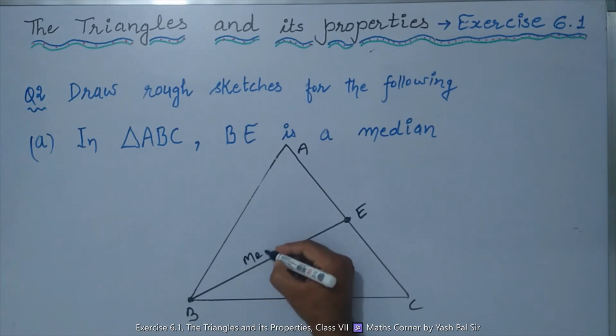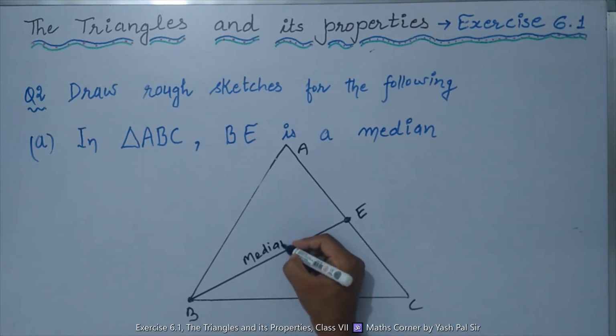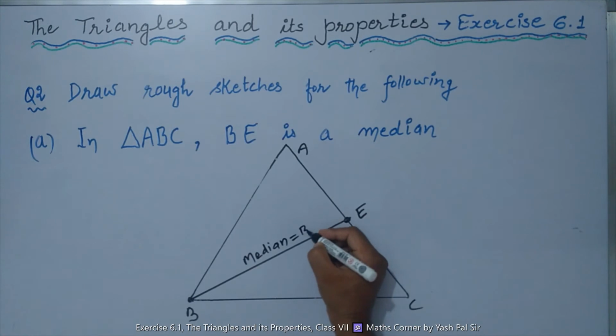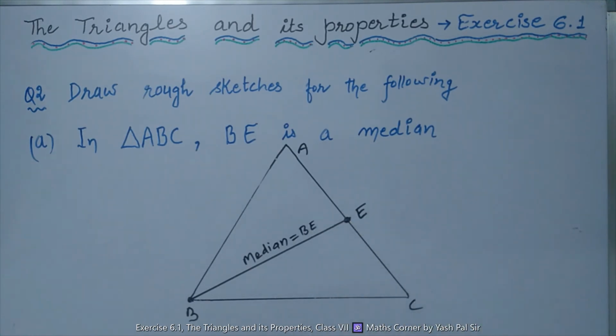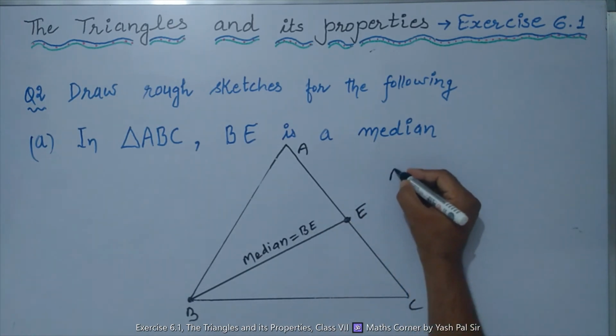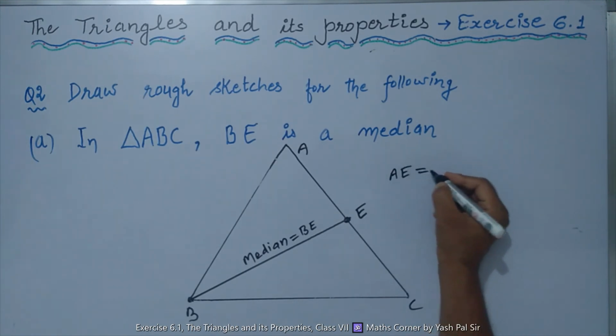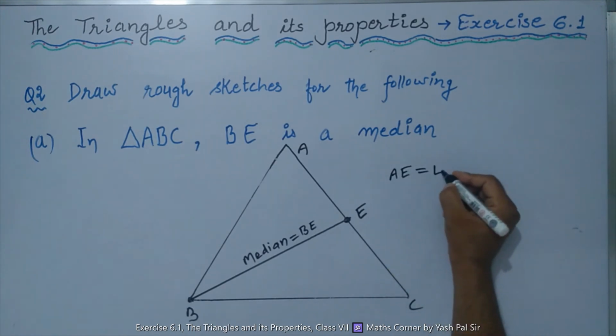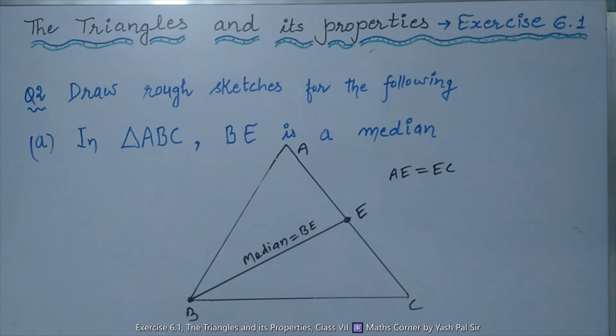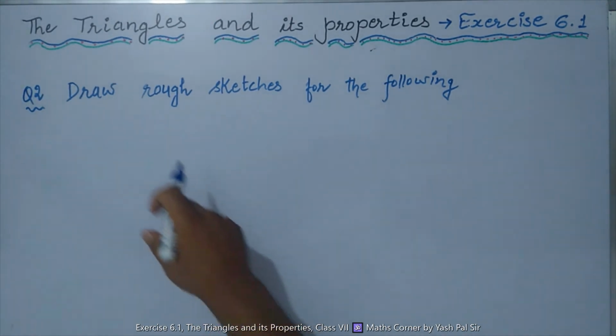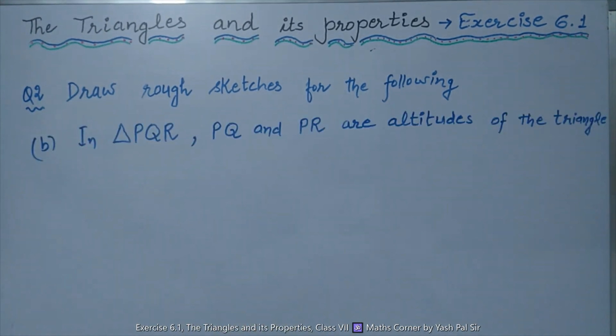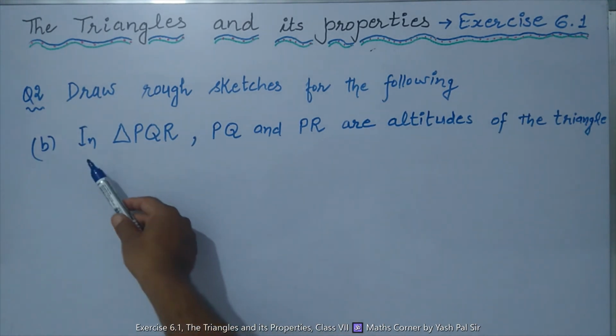We can write in the middle, median equal to BE, okay? Because AE is equal to EC, right? Now we shall discuss the second part. B part is a very interesting part.